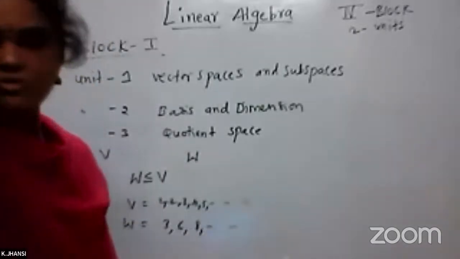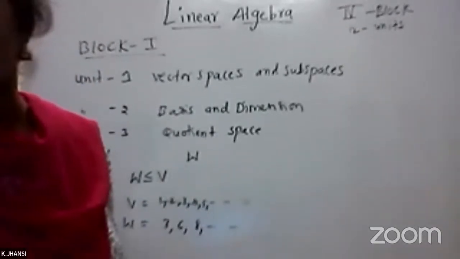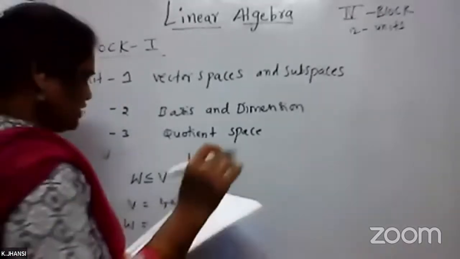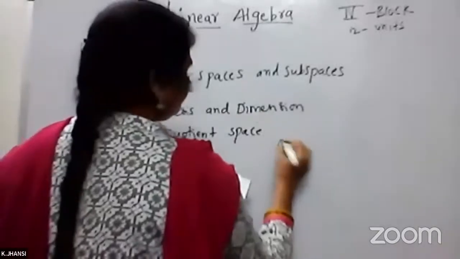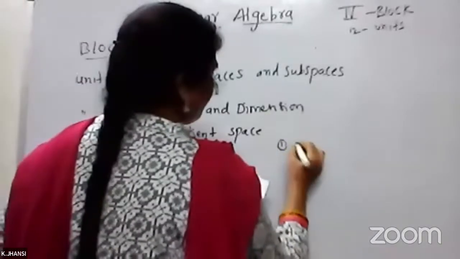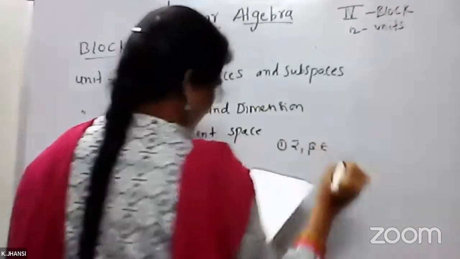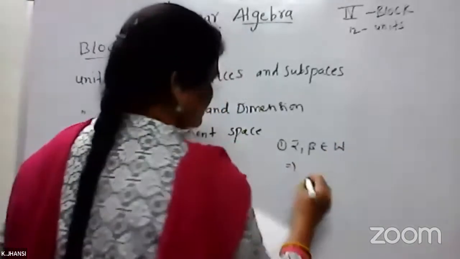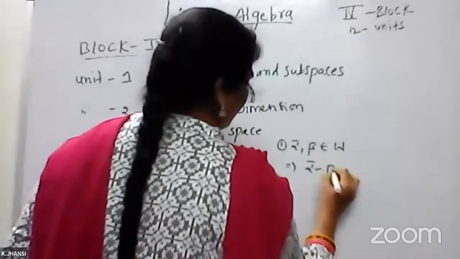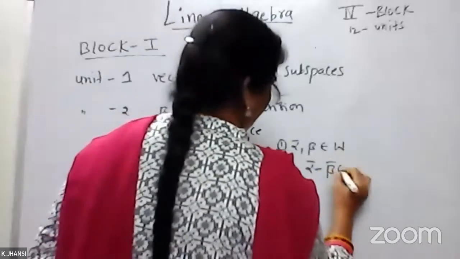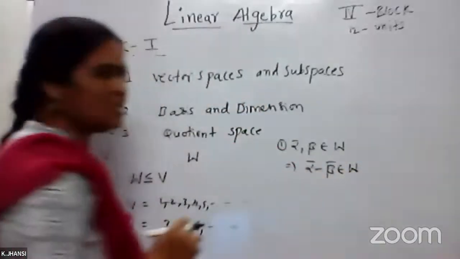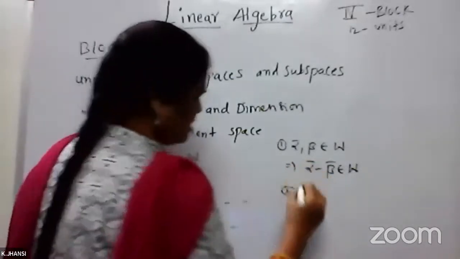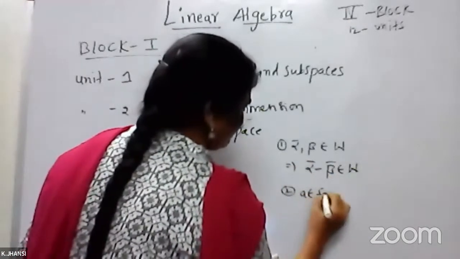If you see in your textbook, after this, on page number 5, you have subspaces. In that, the first condition is: alpha bar, beta bar belongs to W implies alpha bar minus beta bar belongs to W. If this condition is satisfied, this is the first condition, and the second one is: a belongs to F, alpha bar belongs to W.